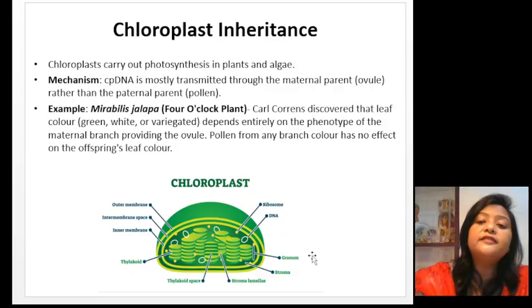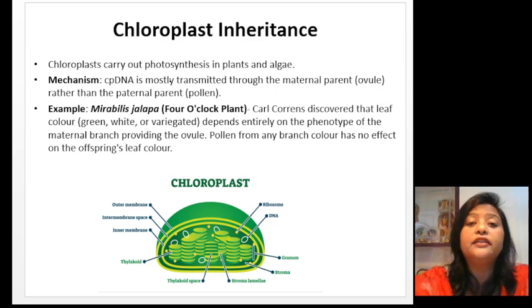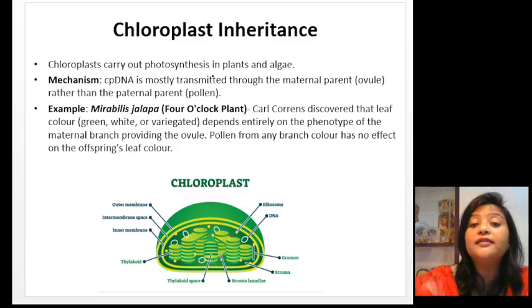Next, we come to chloroplast inheritance. Now, we know chloroplast is present exclusively in the plant cell because only plant cells can make their own food, and they need chlorophyll, and chlorophyll is produced in the chloroplast. So chloroplast carries out photosynthesis in plants and algae. Remember blue-green algae? All right.